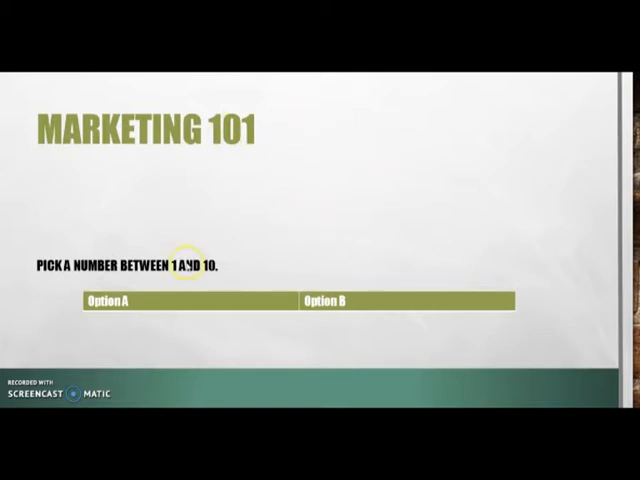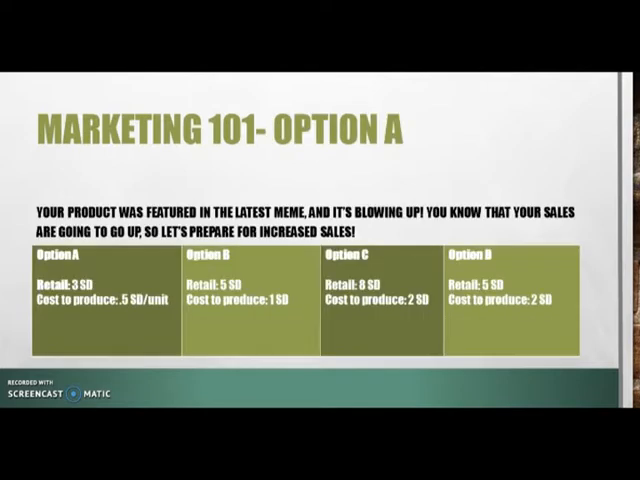I had each of the teams pick a number between 1 and 10, and then based on criteria that I had decided, whether numbers 1 through 5 were A, or odd numbers were A, the students got either option A or B based on which number they chose. For option A, our situation said that the product that their business was creating was featured in the latest meme, and it was blowing up. So the students knew then that their sales were going to go up because people were going to want to buy this product based on it being in this latest meme.